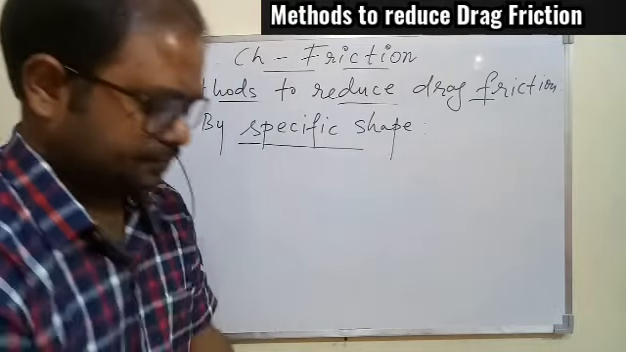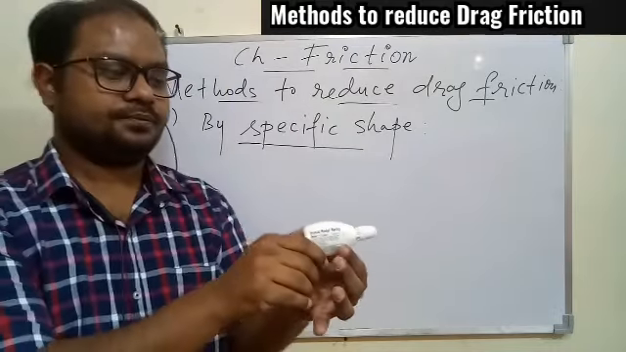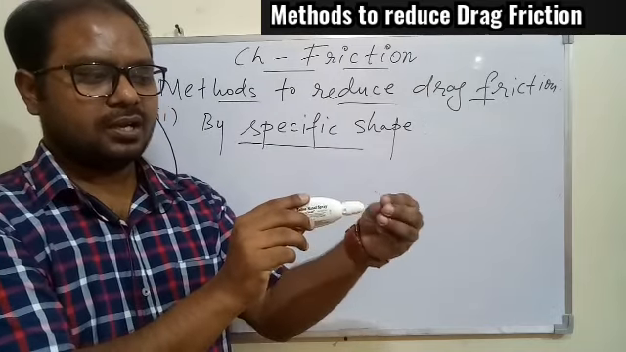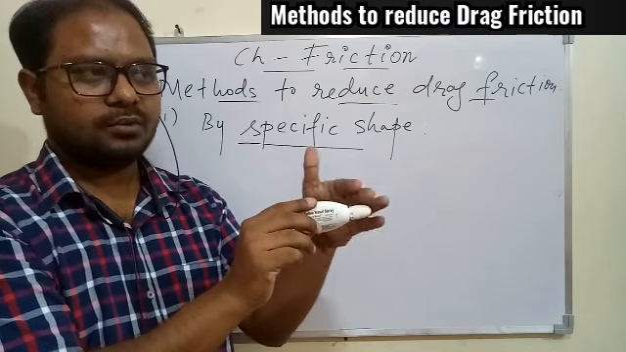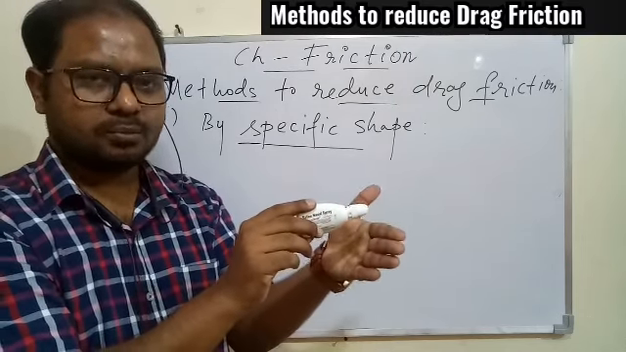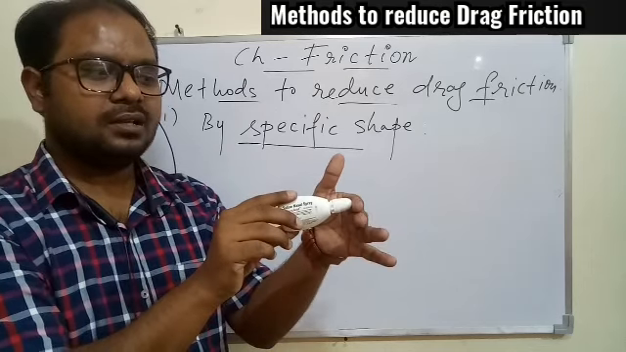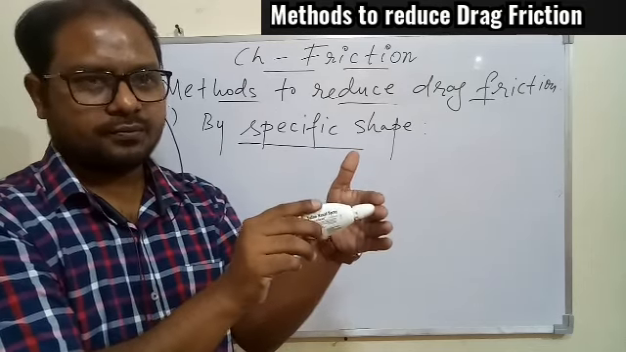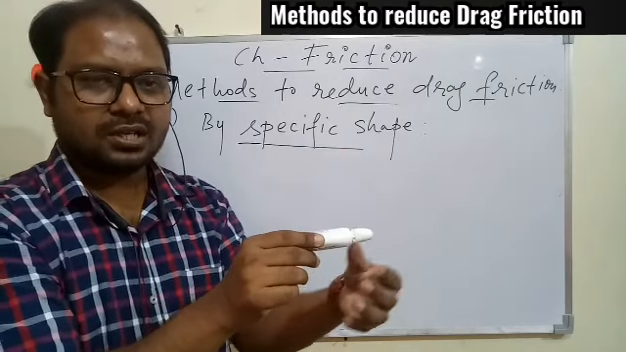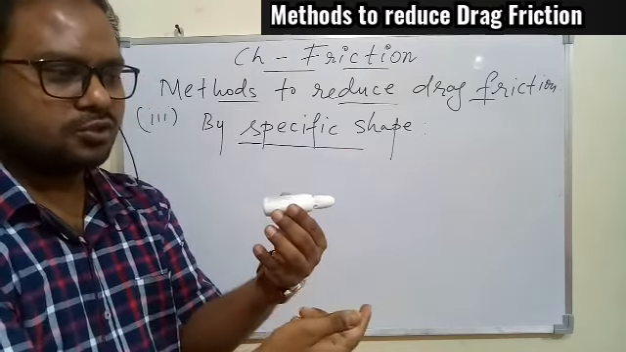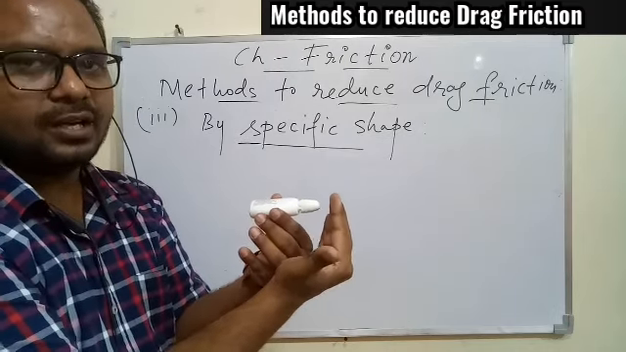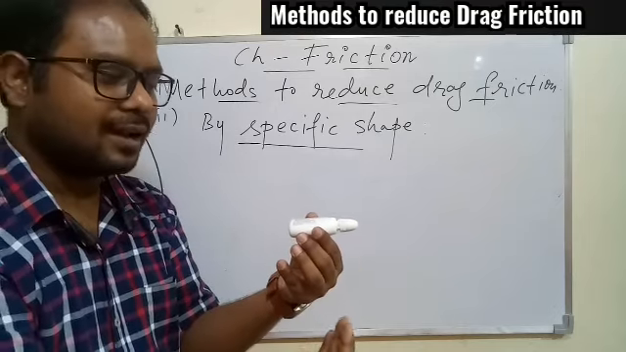So if we imagine this object, now the front portion is very sharp, we can say, that is the front area is very less in contact with the atmosphere. So finally what will happen? The front friction, that is called pressure drag, will reduce. So if the front portion of the machine or of any object in the atmosphere or in the water is narrow, then automatically the area in contact will be less, and the pressure drag will be less.